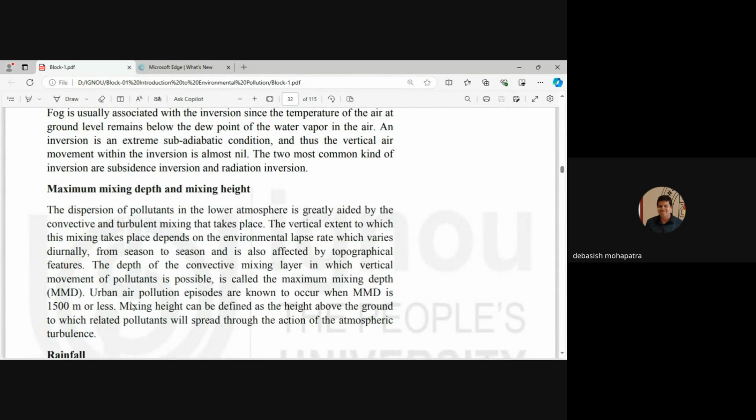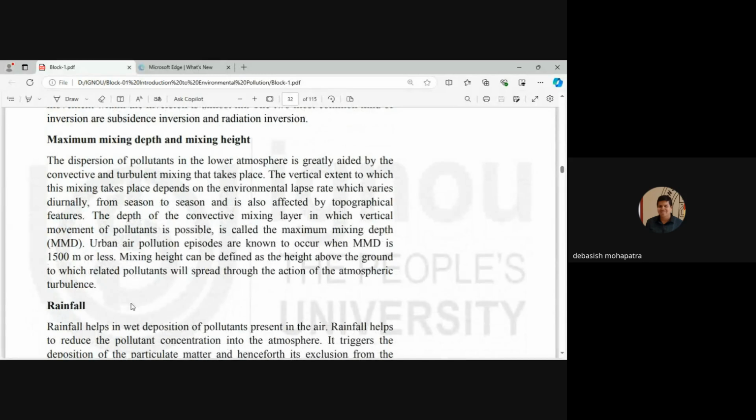Then maximum mixing depth. The dispersion of pollutants in the lower atmosphere is greatly aided by the convection and turbulent mixing that takes place. The vertical extent to which the mixing takes place depends on the environmental lapse rate, which varies diurnally and from season to season and is also affected by topographical features. The depth of the convective mixing layer in which vertical movement of the pollution is possible is called the maximum mixing depth, or MMD, and urban air pollution episodes are known to occur when MMD is 1500 m or less.